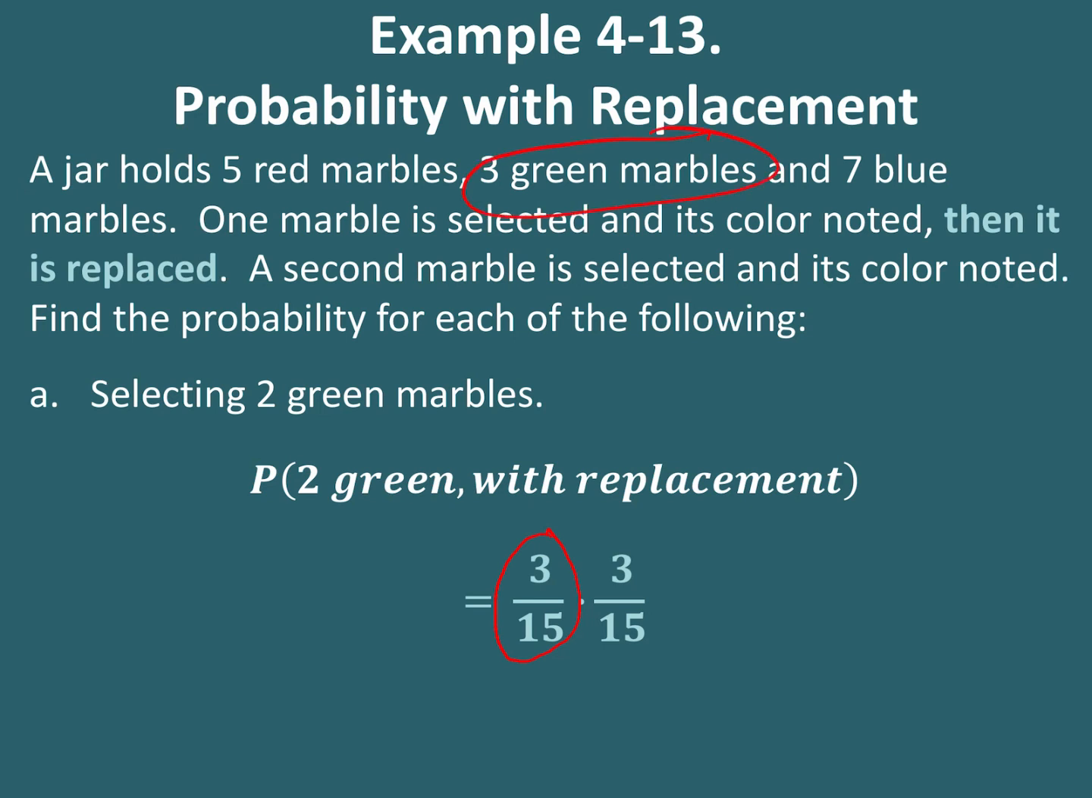And then when you replace the green marble back into the jar and then go ahead and select a second marble, the probability that the second marble is also green is again 3 out of 15. Of course, we want to simplify this, and we end up with 0.04.